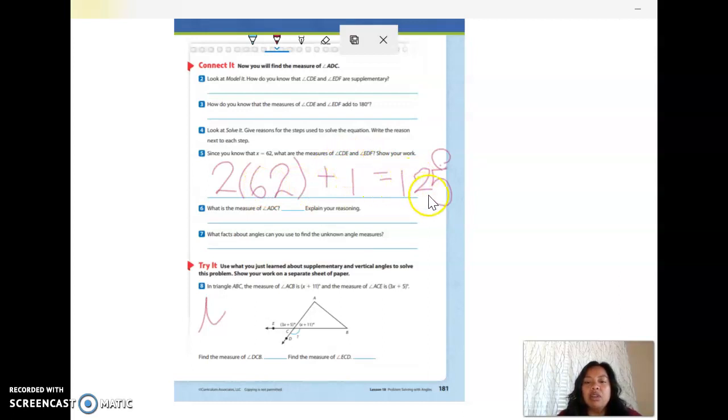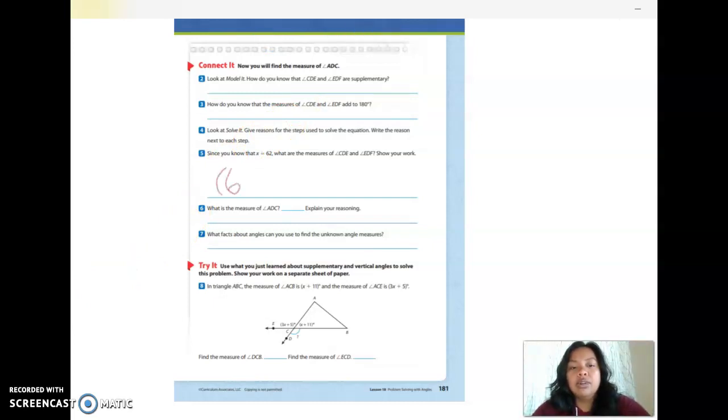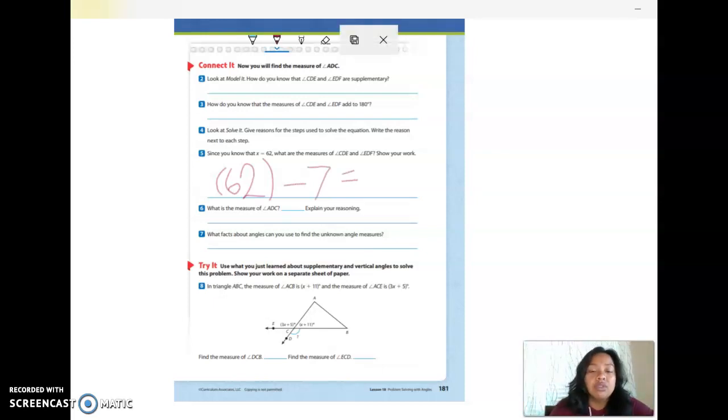So do the same thing with angle EDF. Angle EDF is a little bit easier. You have just x minus 7. So again, your value for x was 62. So 62 minus 7. Okay, and that will give you the value of EDF. And you're going to go ahead and find that yourself using your handy dandy calculator or working it out on your piece of paper. Okay. Let's go ahead and clear that off again.